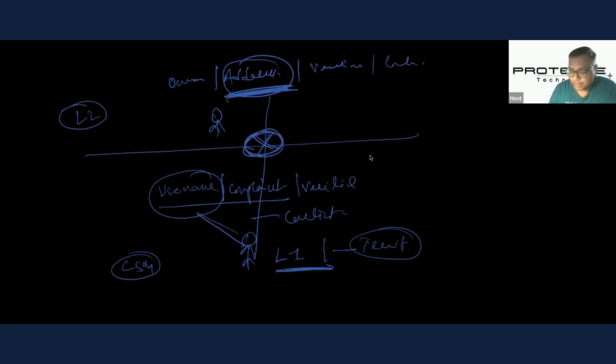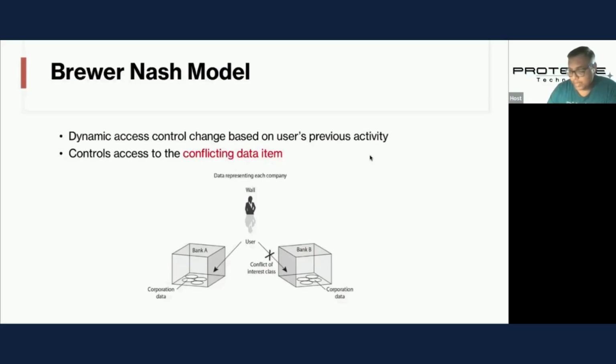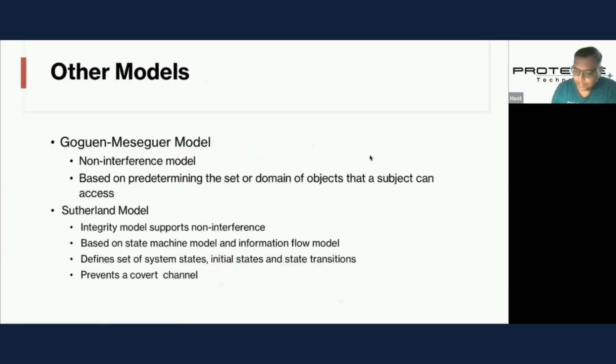Some other, anything. It could be salary structure of your employees. So other than HRs, nobody is supposed to have access to the salary structure. So if you look at Brewer-Nash model, you will find that such access levels are, wherever there is a conflict of interest, Brewer-Nash models are implemented, right?